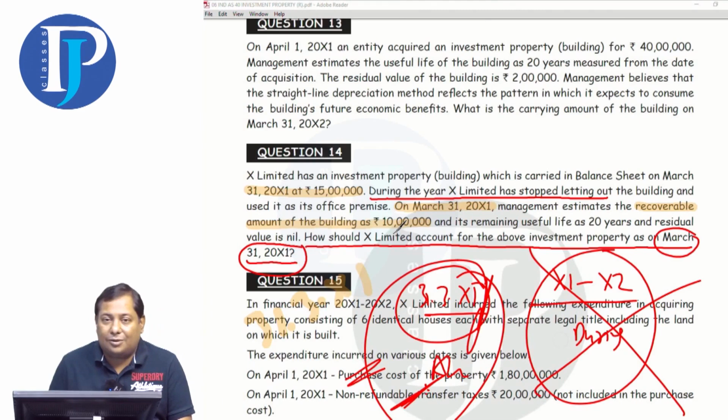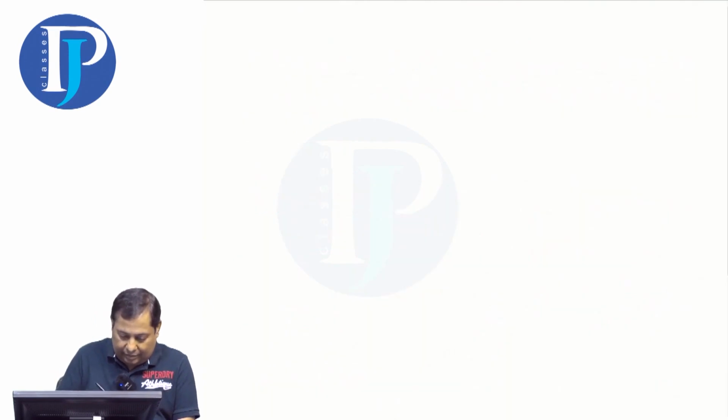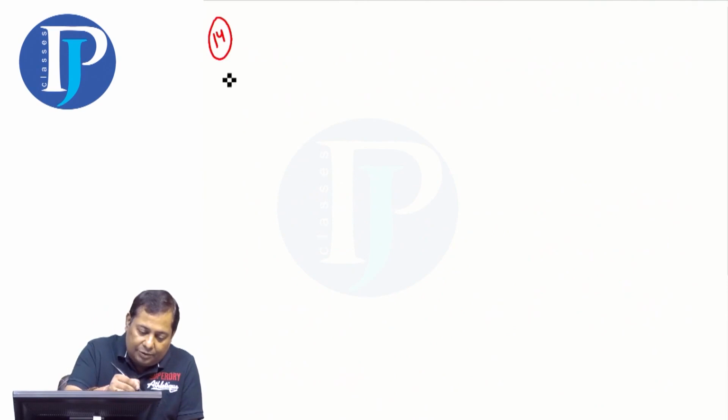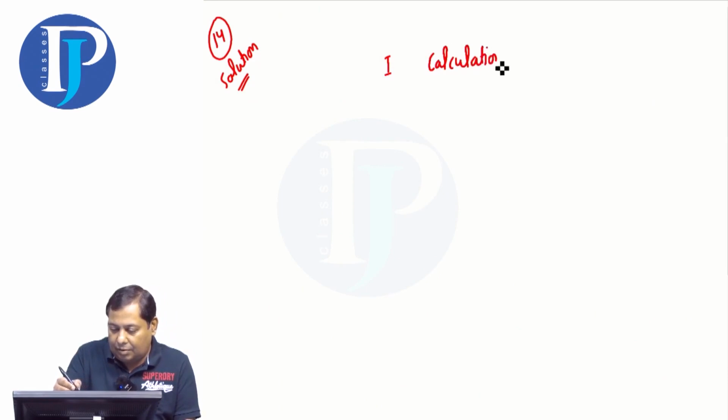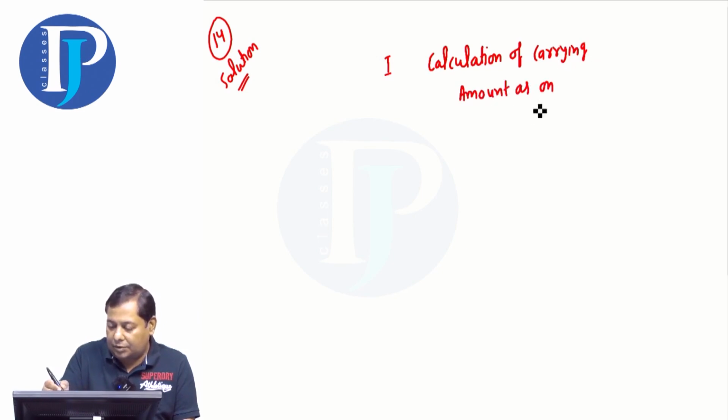First read the dates which are given in the question. And here, the transfer is happening during the year. Here, during the year is X1 and X2. The solution for the 14th question will be: first I will write the calculation of carrying amount as on 31st March X1.